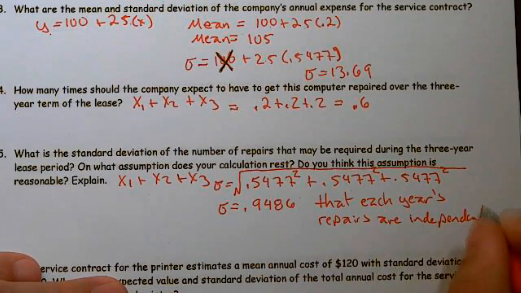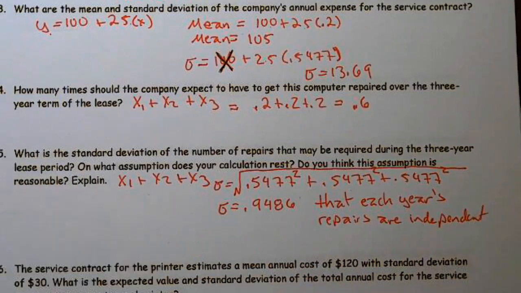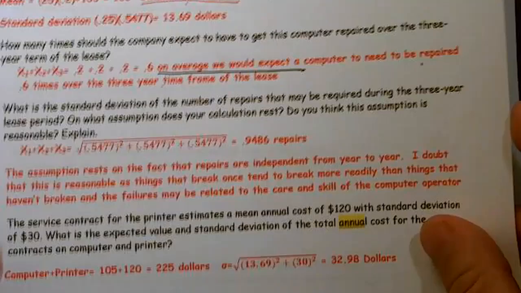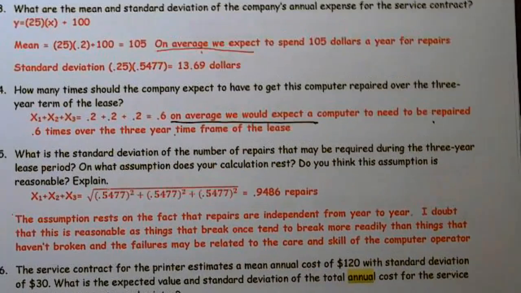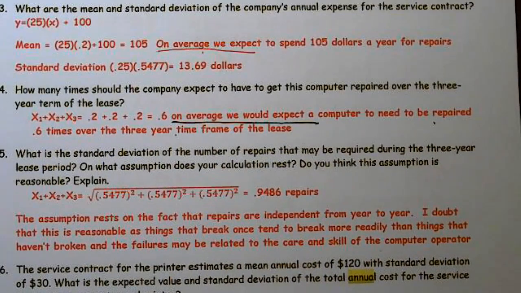Now, is that a reasonable assumption? And the answer is probably not, because generally speaking, things that break tend to break more frequently. So once they start breaking, they begin to break. Also, it could be due to the fact that my computer skills are not great. So consequently, I tend to cause things to break on computers. And so it may be related to the machine being faulty or the individual operating it having problems.